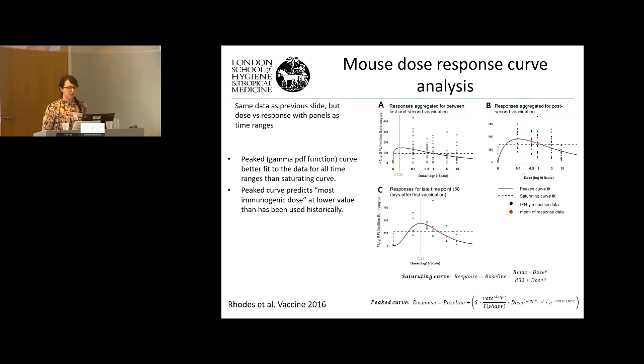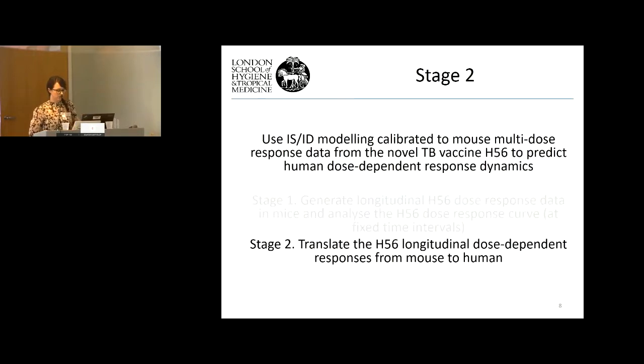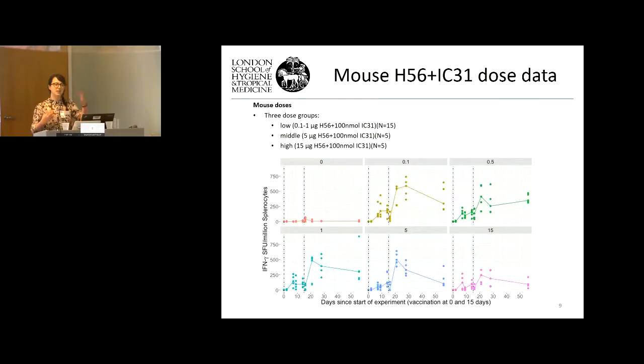So the second piece of work was then to translate these responses to humans. Just as a reminder of what the data looked like, because now I'm going to switch to longitudinal ways of looking at it, this is the data that I showed you before. We actually grouped them together into 3 different groups. So the low group, which was 0.1, 0.5 and 1 microgram, a middle group, which is the 5 microgram group, and a high group, which was the 15 microgram group.